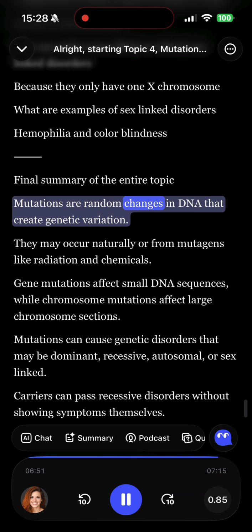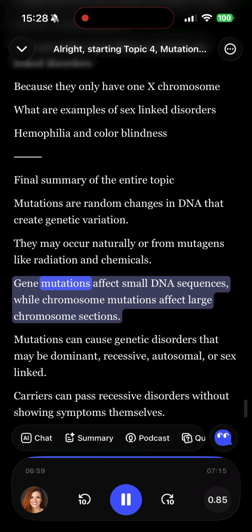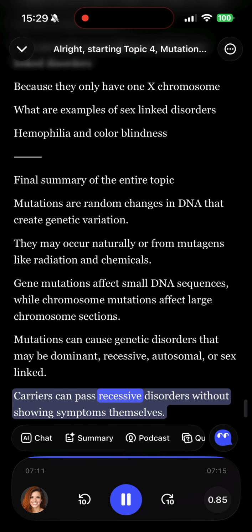Final summary of the entire topic. Mutations are random changes in DNA that create genetic variation. They may occur naturally or from mutagens like radiation and chemicals. Gene mutations affect small DNA sequences, while chromosome mutations affect large chromosome sections. Mutations can cause genetic disorders that may be dominant, recessive, autosomal, or sex-linked. Carriers can pass recessive disorders without showing symptoms themselves.